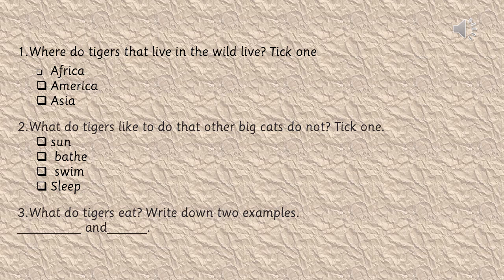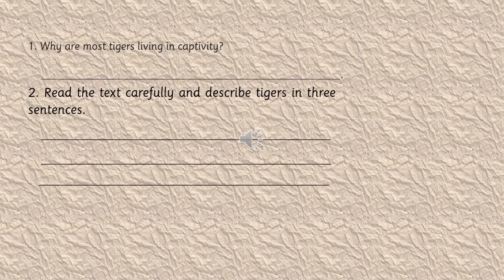Number 3, what do tigers eat? Write down any 2 examples. There are different animals the tigers like to eat and they are mentioned in the story also. So just write the name of any 2 animals. Let's continue and finish the exercise.